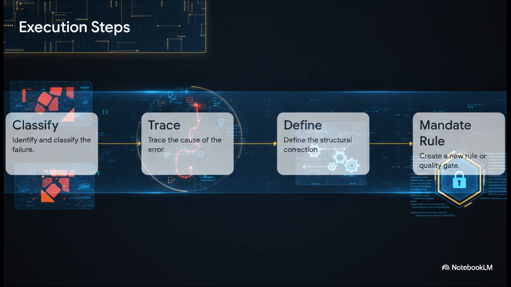EP executes this by acting almost like a real-time error classification dashboard. It doesn't just rewrite a clunky sentence. Step 1, it explicitly classifies what went wrong. Step 2, it traces the actual root cause of the drift or contradiction. Step 3, it defines the structural correction. And finally, Step 4, it mandates a structural rule, a boundary, or a quality gate for the very next run. It defines exactly what the system should do, reject, and check moving forward.